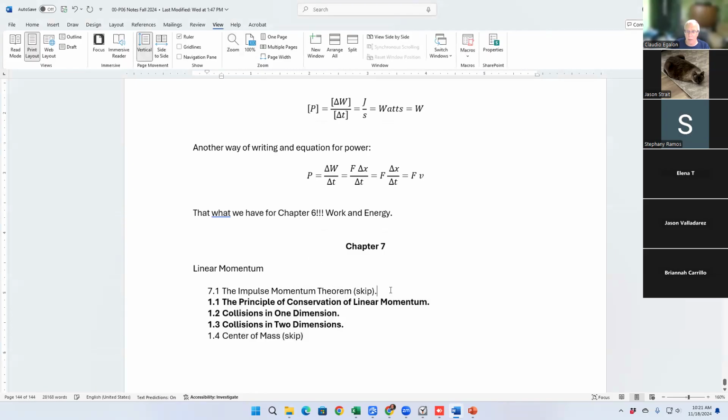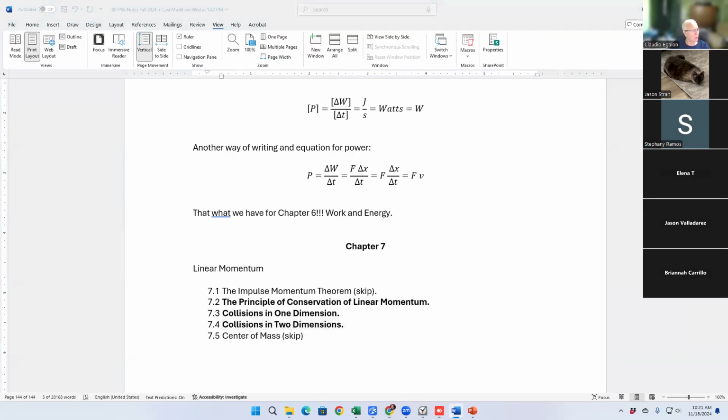Let's see, 7.1, 7.2, 7.3, 7.4, and 7.5. So we are going to concentrate on those three sections: principle of conservation of linear momentum, collision in one dimension, collision in two dimensions.